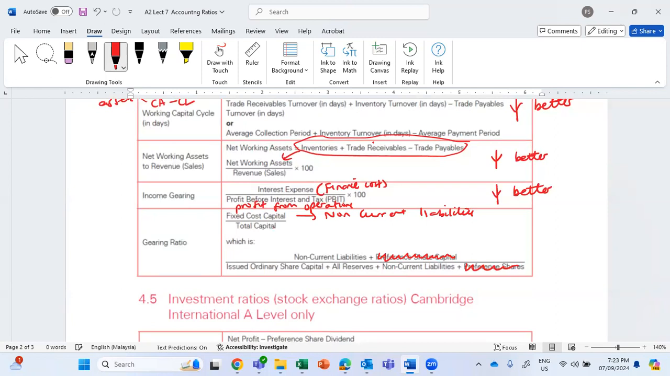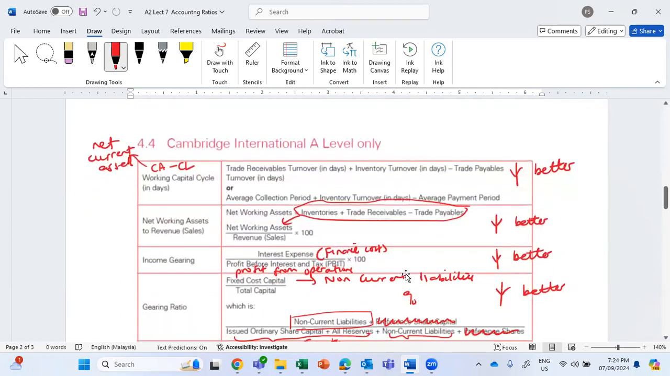So basically the non-current liabilities are divided by total capital. The numerator is non-current liability. The denominator, total capital, means equity plus the same non-current liability. So that's the formula: non-current liability over equity plus non-current liability. The gearing ratio answer is in terms of percentage. The lower, the better.